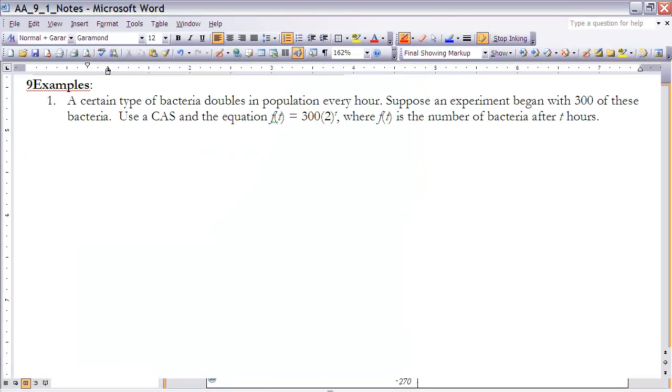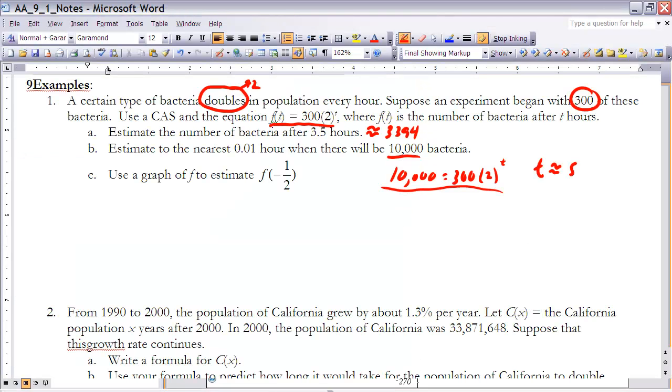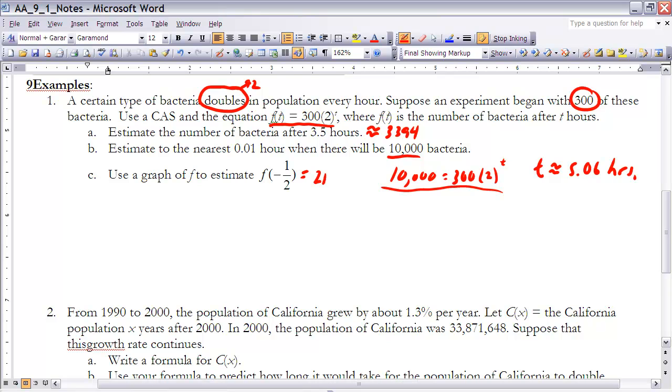So when I'm looking for my answer for part C, I would just say f of -1/2 is equal to 212.